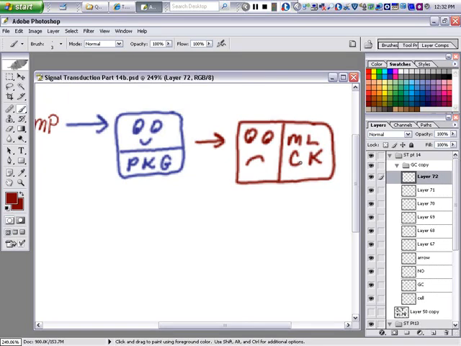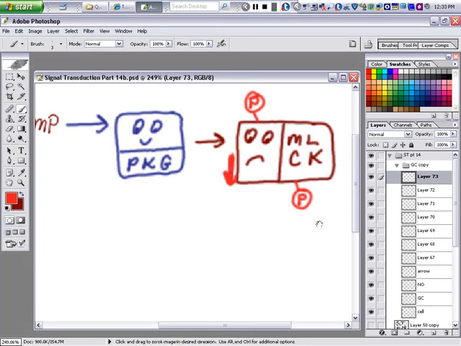However, the wiring is different in the smooth muscles of the penis. When you phosphorylate myosin light chain kinase here, we're going to deactivate it. So this protein's activity is going to go down. Now we have no myosin light chain kinase activity.